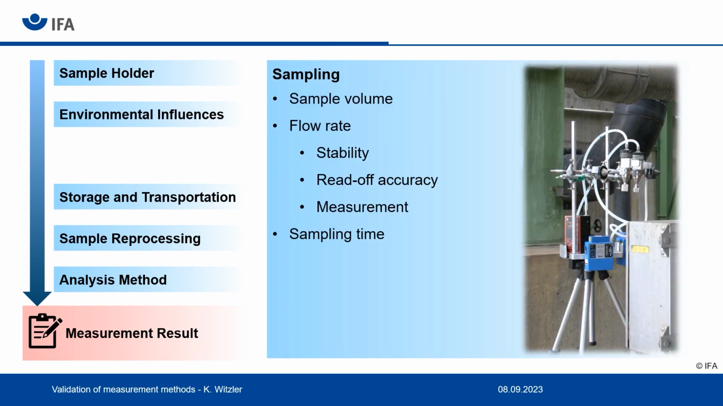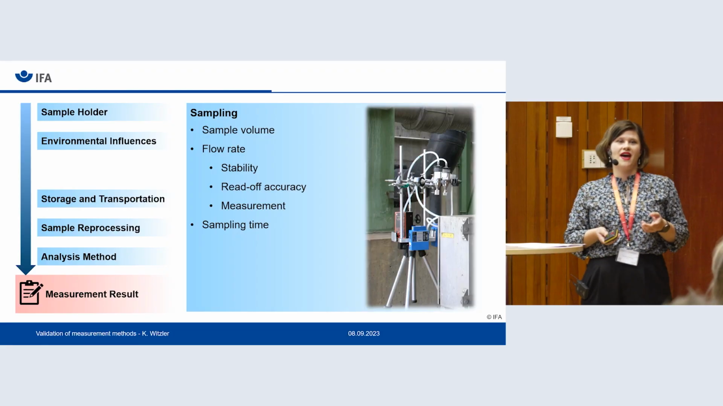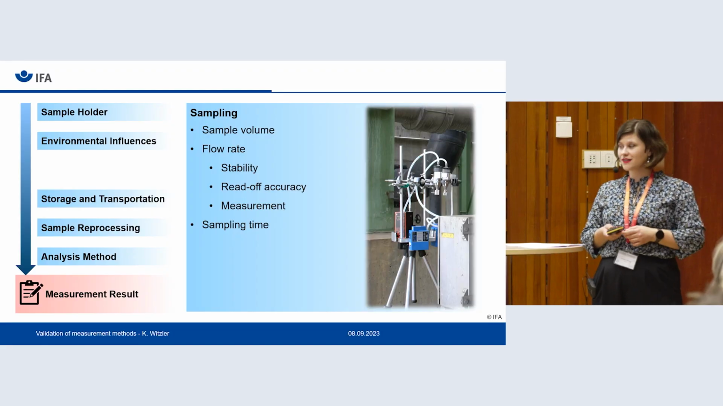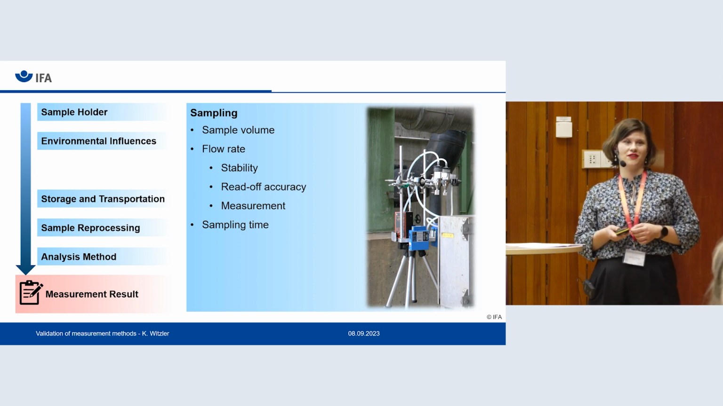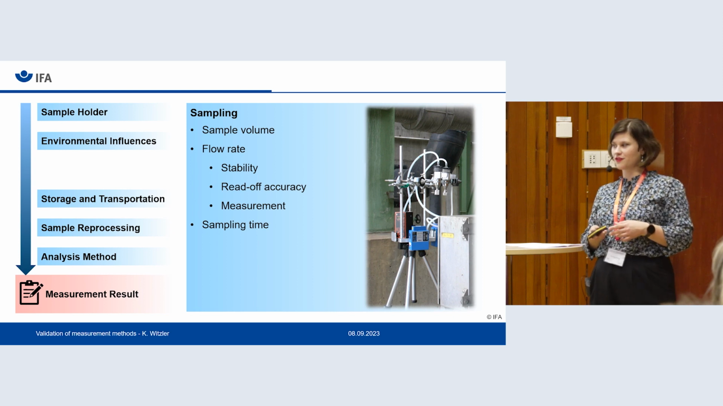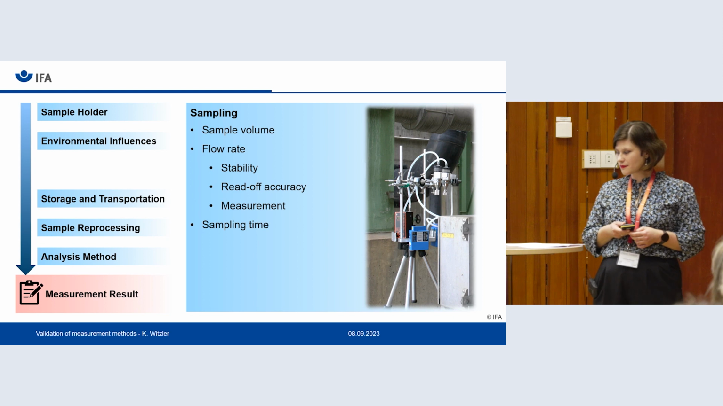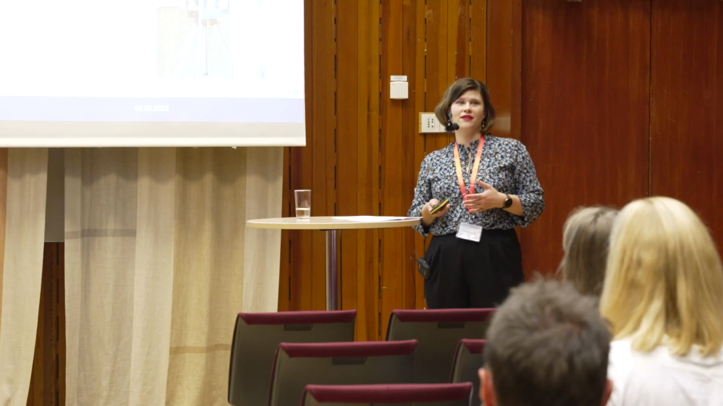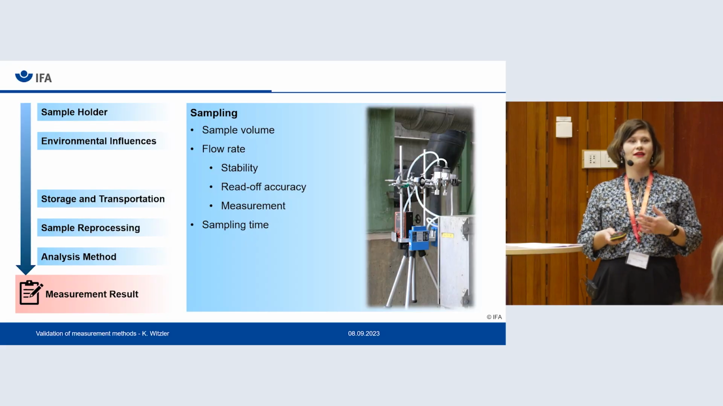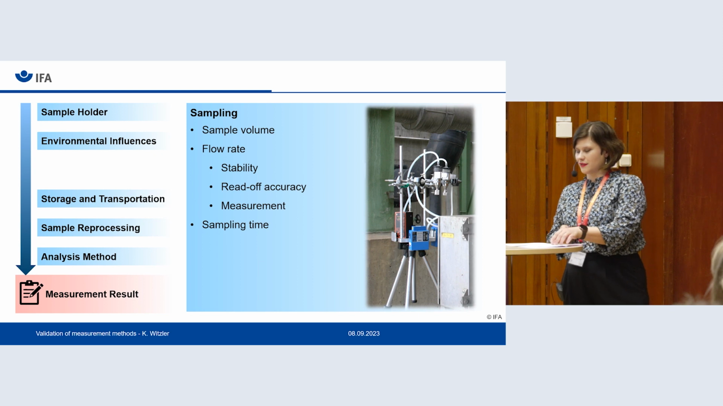And if you look at the overall sampling volume, it is of course dependent on the flow rate and the sampling time, which are subject to the read-off accuracy of your stopwatch, of your flow meter, but also on the stability of your pump, of your flow rate. And these are actually quite good examples for things that are usually taken into account in the measurement uncertainty.